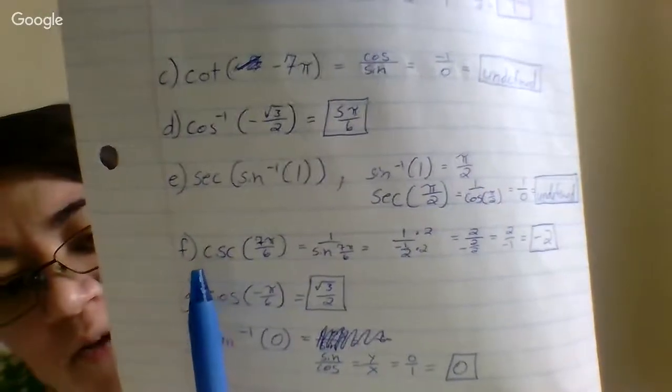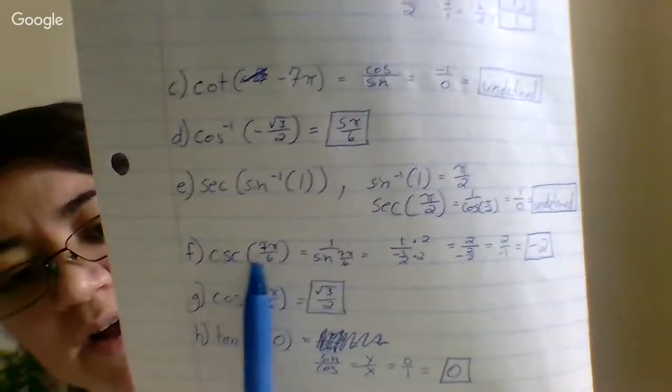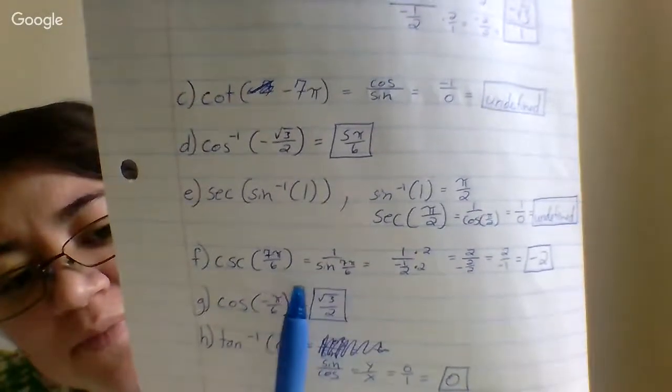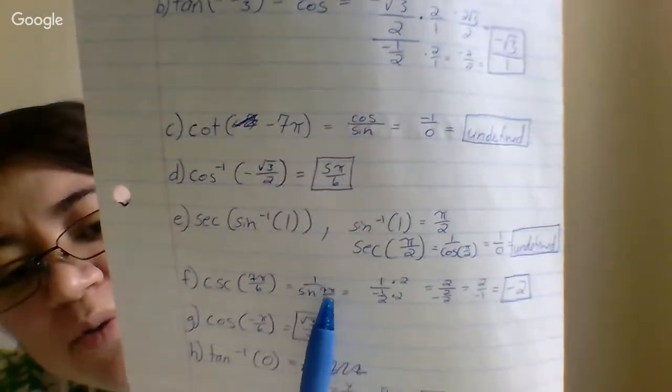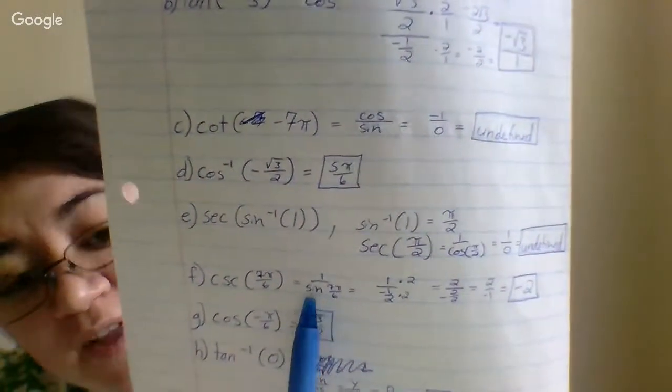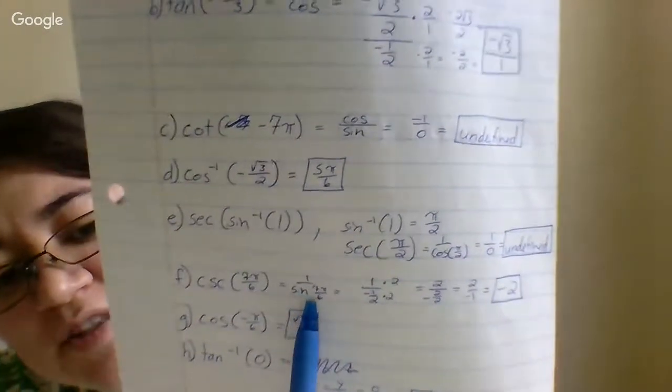So for f, we have cosecant of 7 pi over 2. So cosecant is 1 over sine. So what we're going to do is 1 over sine of 7 pi over 2. So we're going to plug this value into our sine, which is in the denominator.